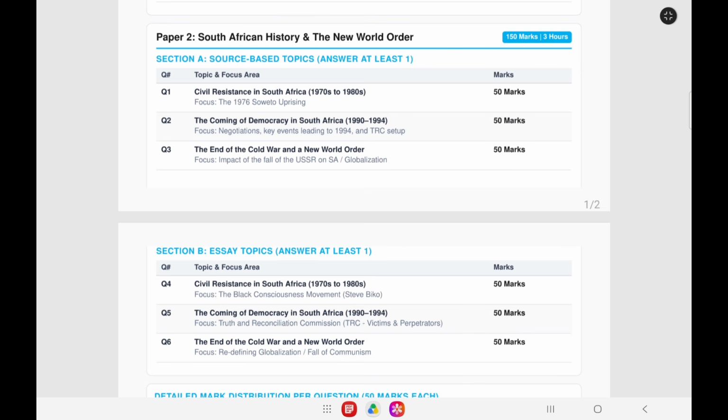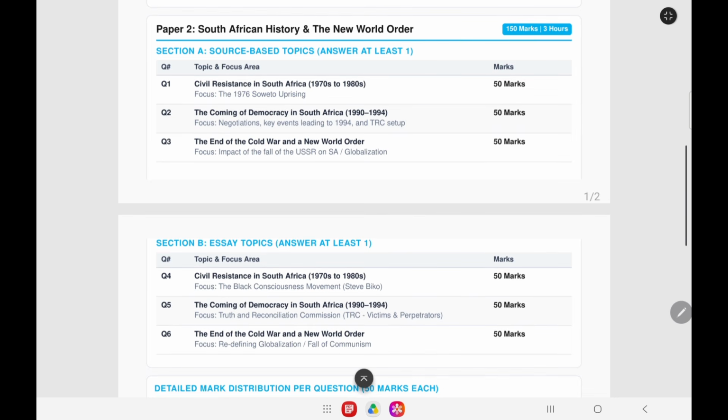And then the coming of democracy in South Africa, which took place from the 1990s to 1994. It focuses on negotiations, key events leading to 1994 and the TRC setup with 50 marks. Question 3, we have the end of the Cold War and the New World Order, which focuses on the impact of the fall of the USSR on South Africa or globalization. It is also worth 50 marks. So you have to choose at least 1, if not 2, from section A.